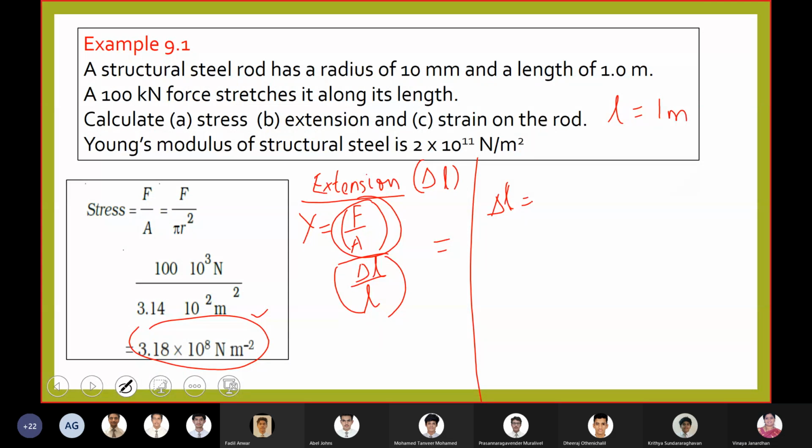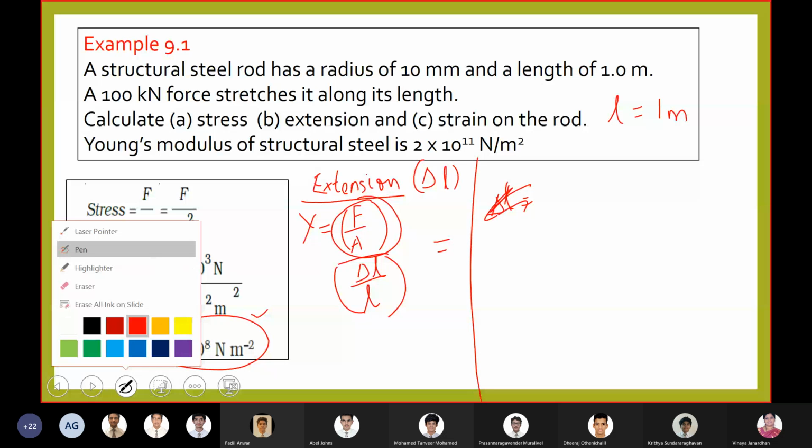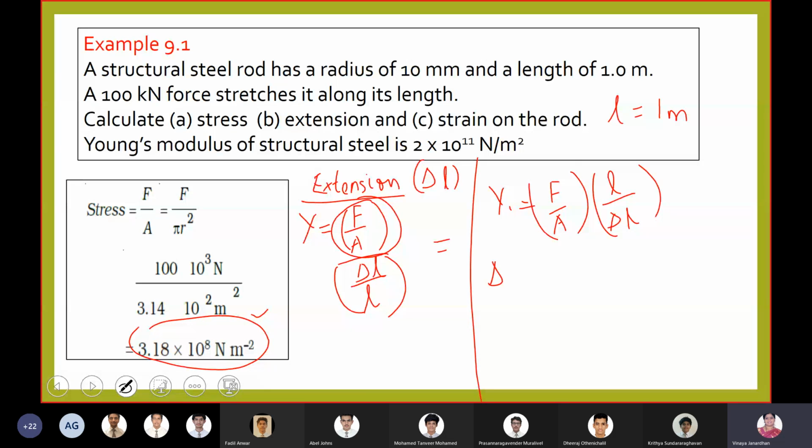Maheshwar, what will be the formula for delta L? I can write Y is equal to F by A into L by delta L. So if I take delta L to the other side, it will be F upon A into L by Y. So delta L will be equal to, what is force upon area? 3.18 into 10 raised to 8. Okay, what is the length?